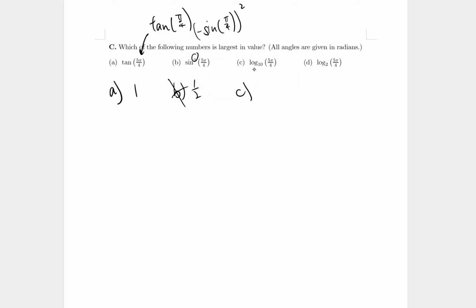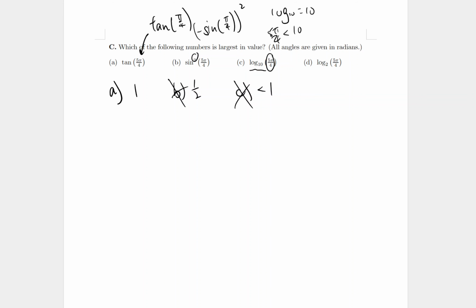Let's have a think about log 10. Note that 5 pi on 4 is less than 10. That should be trivial. So this value would be a negative value, right? No, not a negative value, sorry. A value smaller than 1, let's say, because the thing inside is smaller than 10, and you know that log 10 of 10 is 1. So we know that C is also not the answer. It's smaller than A.